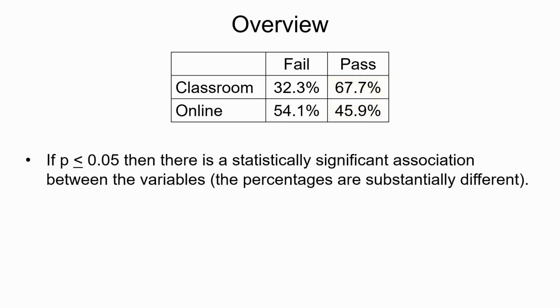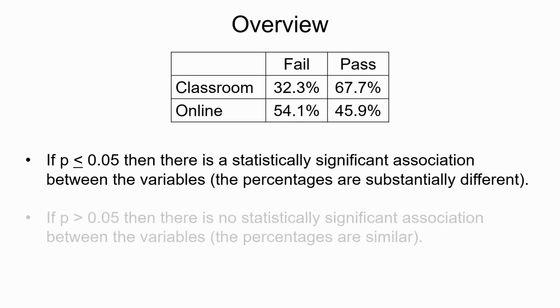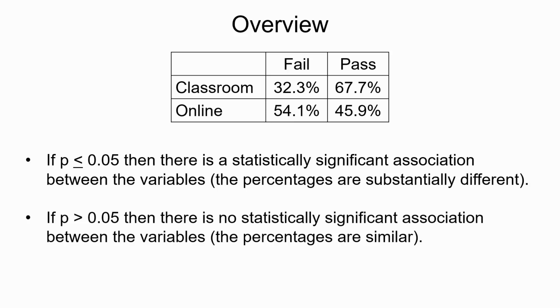If the p-value is less than or equal to 0.05, this suggests that the teaching method, classroom or online, is associated with the outcome, pass or fail. We would conclude that classroom and online had substantially different percentages of pass rates. If the p-value is greater than 0.05, this suggests that the teaching method, classroom or online, is not associated with the outcome, pass or fail. We would conclude that the classroom and online had about the same percentage of pass rates.